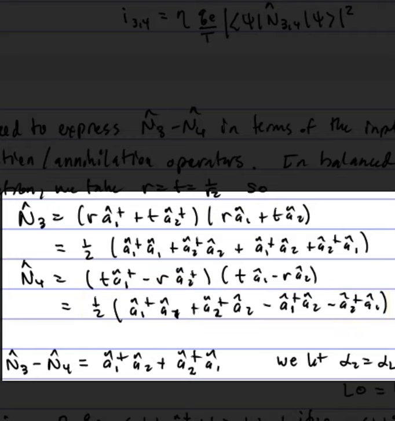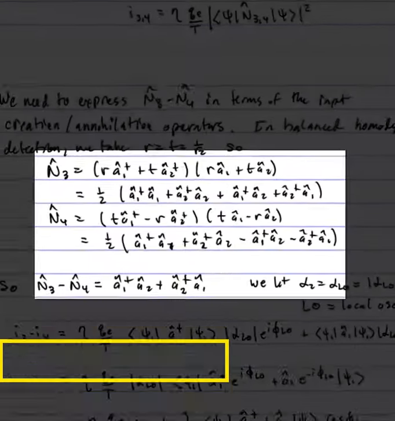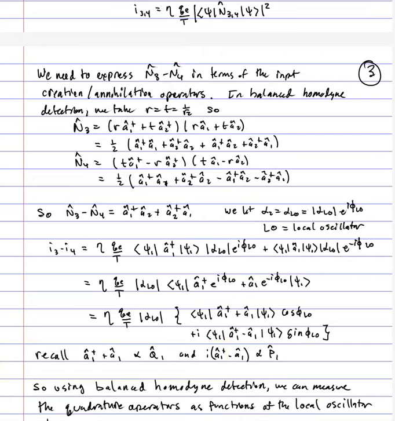So when we take the difference, n3 minus n4, we get twice this cross term, and it's equal to a1 dagger a2 plus a2 dagger a1. Again, what we're going to do is we're going to represent this semi-classical parameter alpha. We're going to call alpha 2, which is the very big signal, that's going to be called the local oscillator signal alpha LO, and that's going to be given by the modulus of alpha LO times e to the i phi LO.